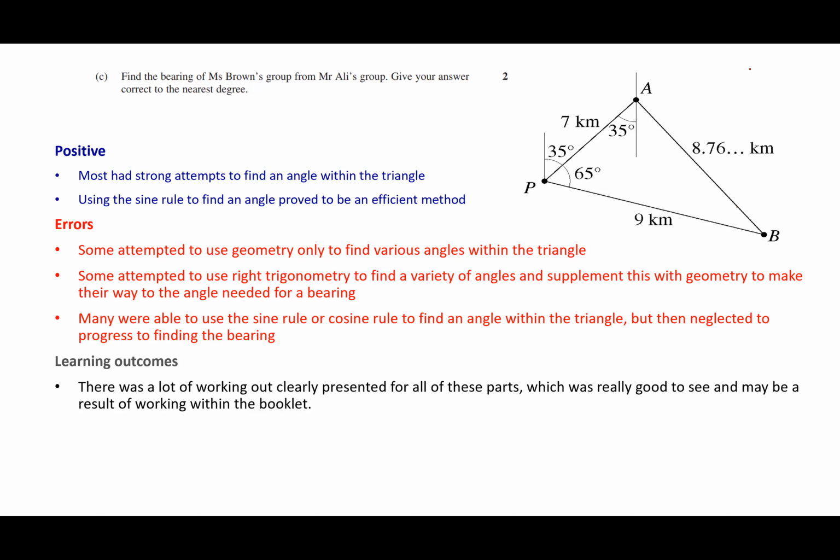Some also attempted to use right-angled triangles, creating right-angled triangles within the shape to try and find angles and then supplement this with geometry. Many were able to use the sine rule or the cosine rule to find one of the angles within the triangle, but then they neglected to move on to find a bearing. That was most often done when they'd found the angle at B.